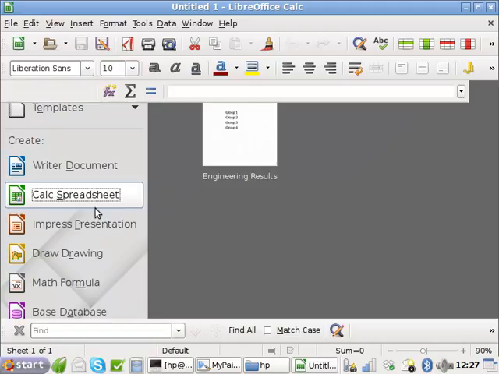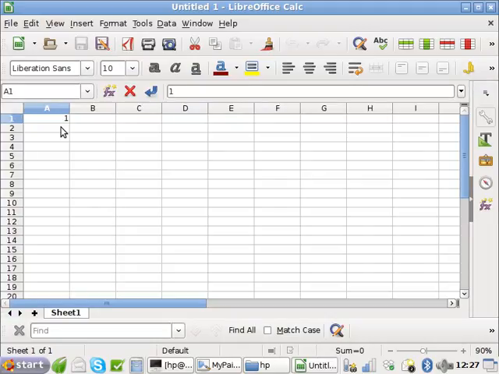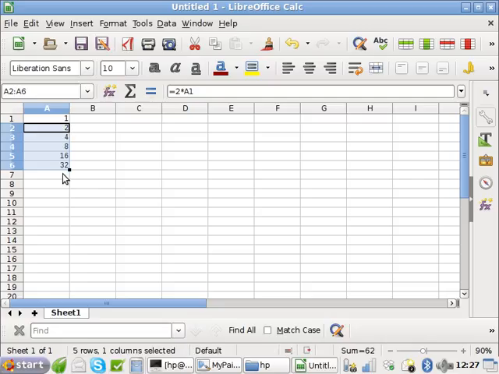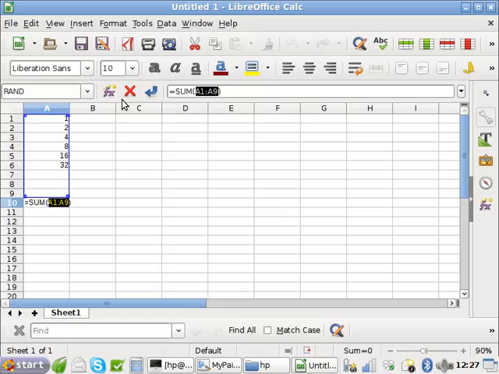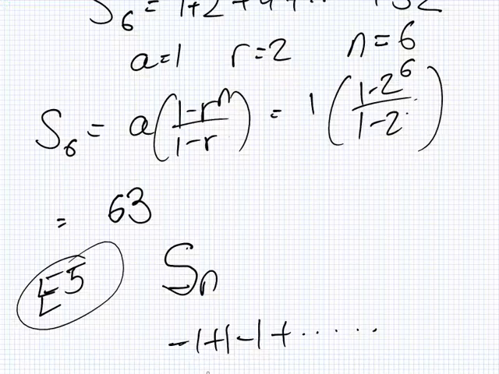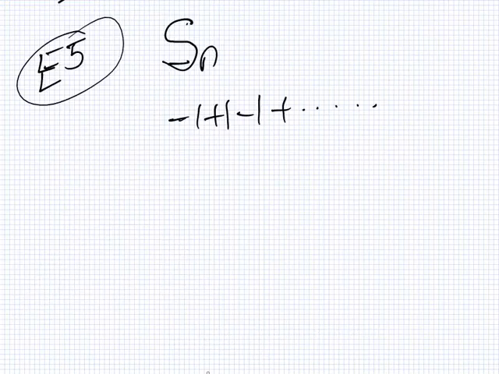So what's the first term? I said it was 1, and the second term is 2 times the last term, so 2, and then we go all the way up until the 6th term, which we stop at 32. So let's add them all up and see that we do get 63, and we do. Just like that. Don't be too surprised, okay? Right, so let's have a look at this one now.